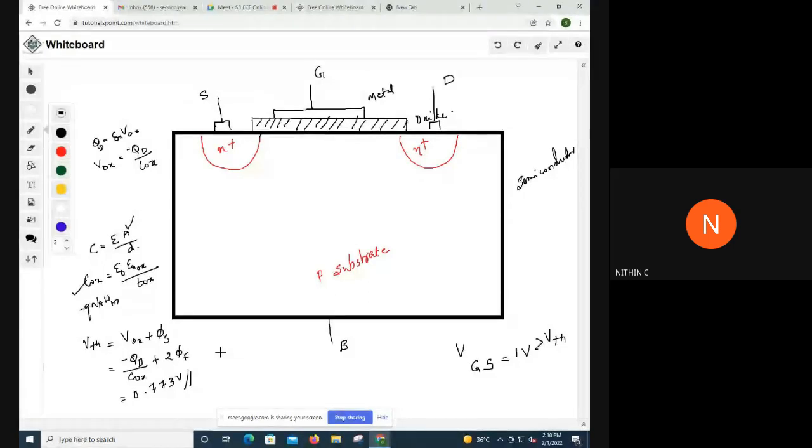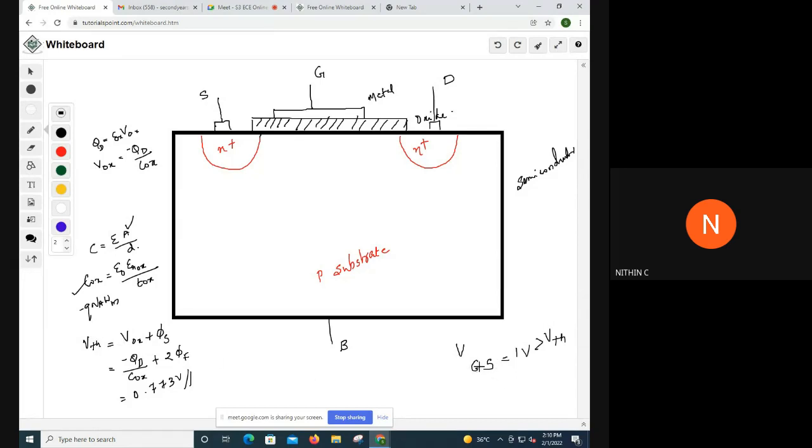The second part of the question is to calculate the voltage across the oxide layer. The voltage VGS is what we apply, and the applied voltage will be dropped across the oxide and across the semiconductor: Vox plus phi s. VTH is not the applied voltage. The applied voltage is actually VGS.